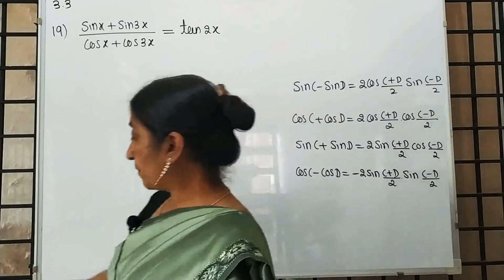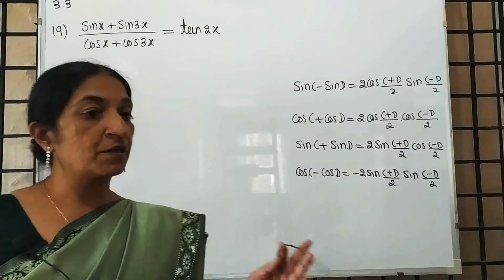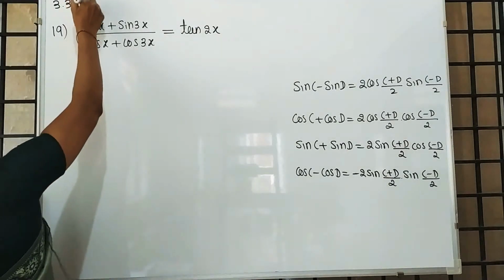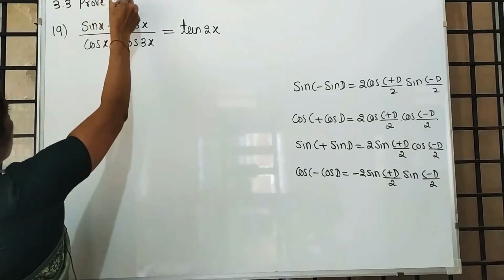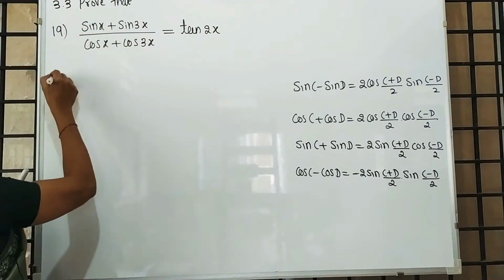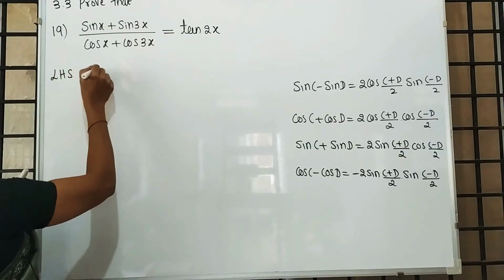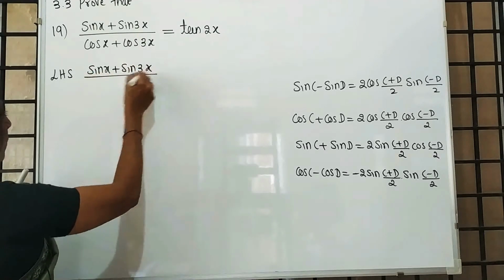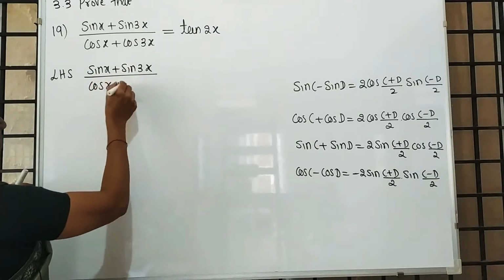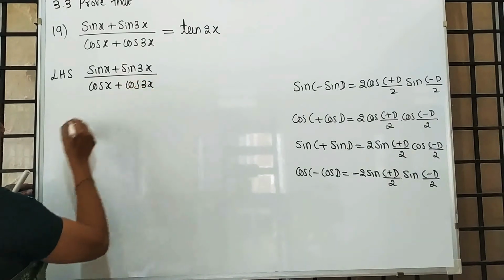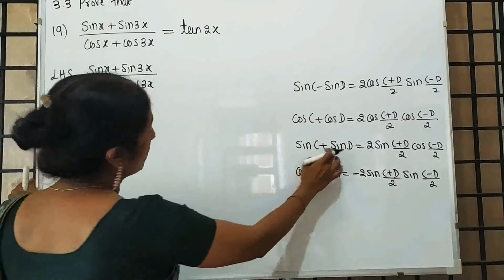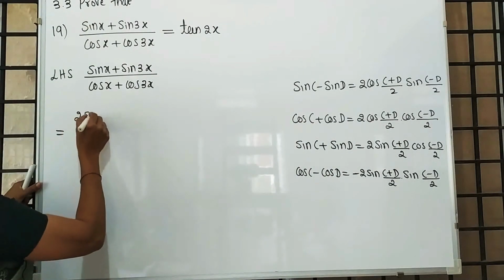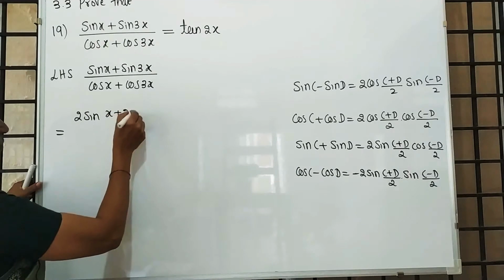Prove that (sin x plus sin 3x) upon (cos x plus cos 3x) is equal to tan 2x. The question is the same for all of them: it is prove that in exercise 3.3. See here, write down the LHS: sin x plus sin 3x divided by cos x plus cos 3x. I wrote the formula for sin C plus sin D and cos C plus cos D. So apply that formula.